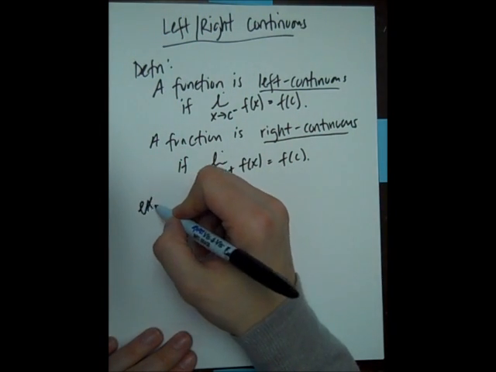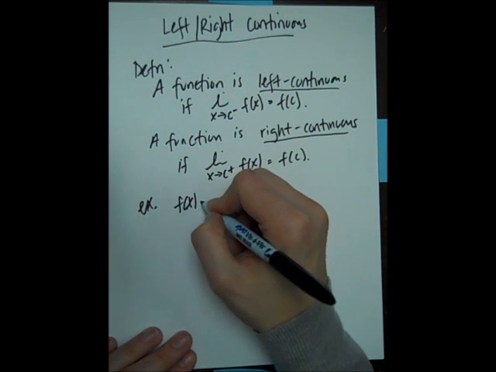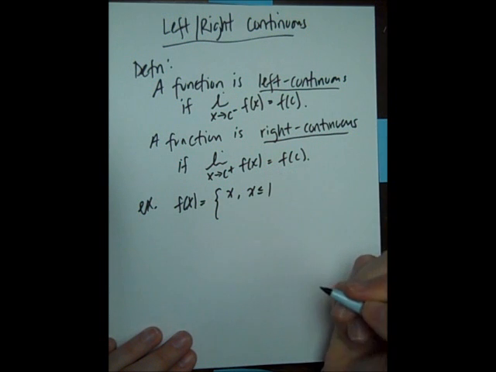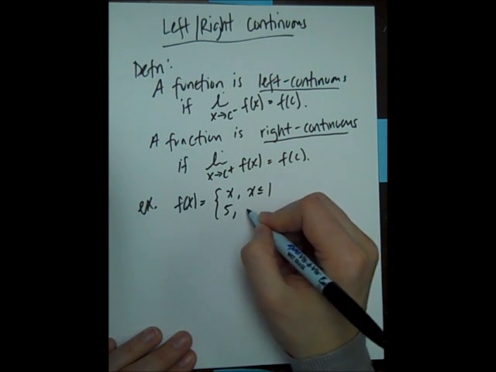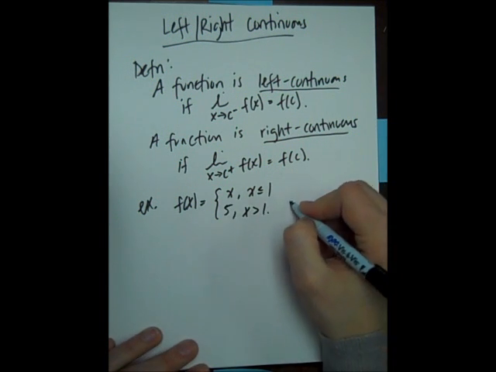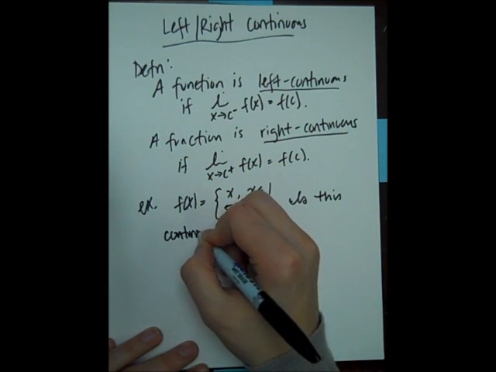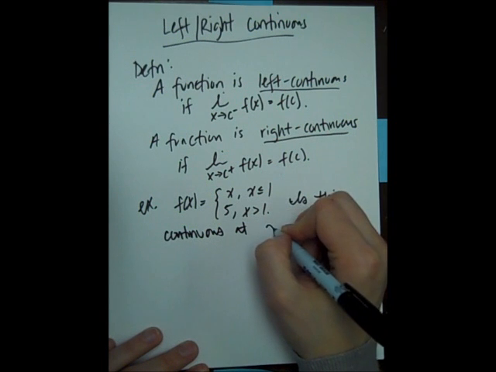So let's do two different examples here. First example, let's let f of x be x for x less than or equal to 1, 5 for x greater than 1. And I want to know, is this continuous at x equal 1?